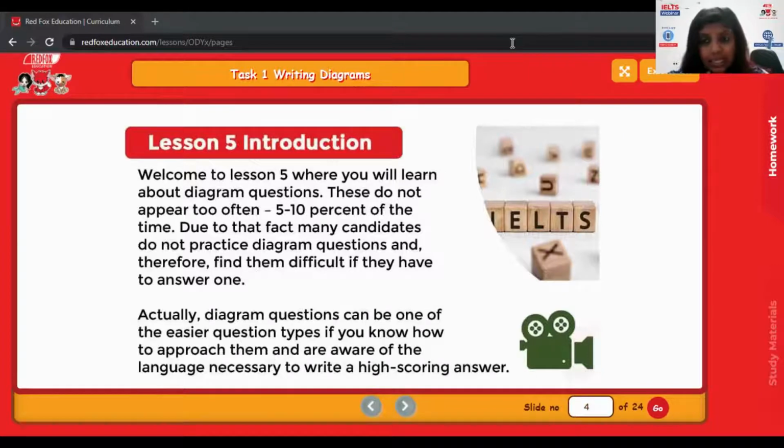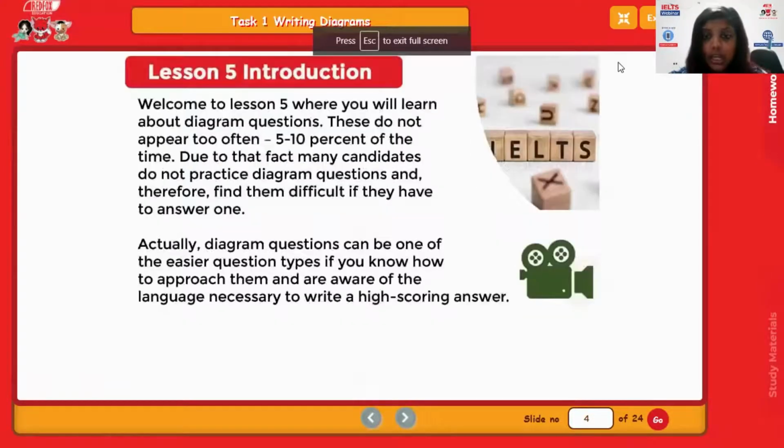Use grammar and vocabulary like I mentioned. Use transition words to maintain the continuity, and do not give your opinion. Again, I'm repeating, do not give your opinion. So these are a few things that I wanted you to remember for your task 1 writing.